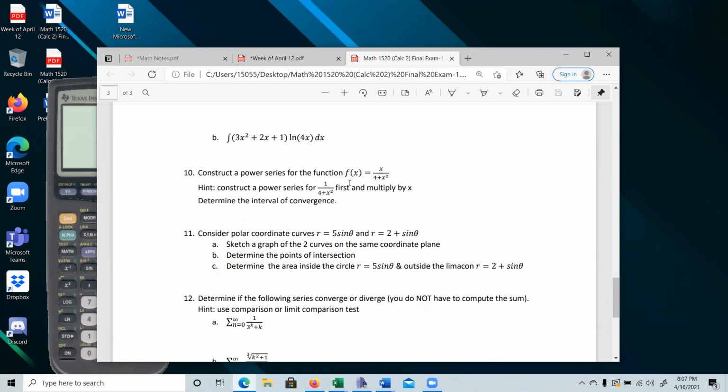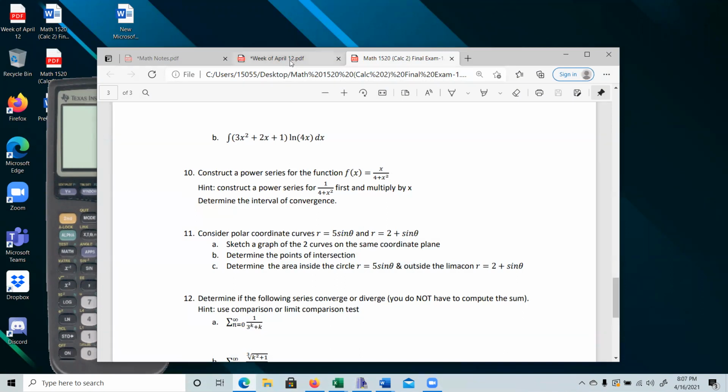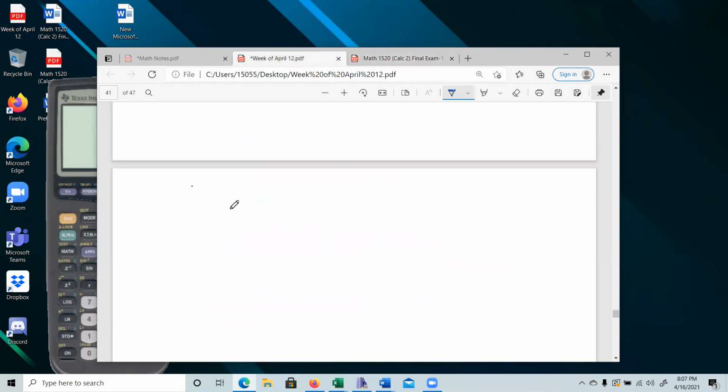Okay, we're going to construct a power series for the function f of x equals x over 4 plus x squared. This is a hint: make a power series for this one and then multiply by x. Okay. So determine the interval of convergence. So here's what we're going to do. This is x over 4 plus x squared.